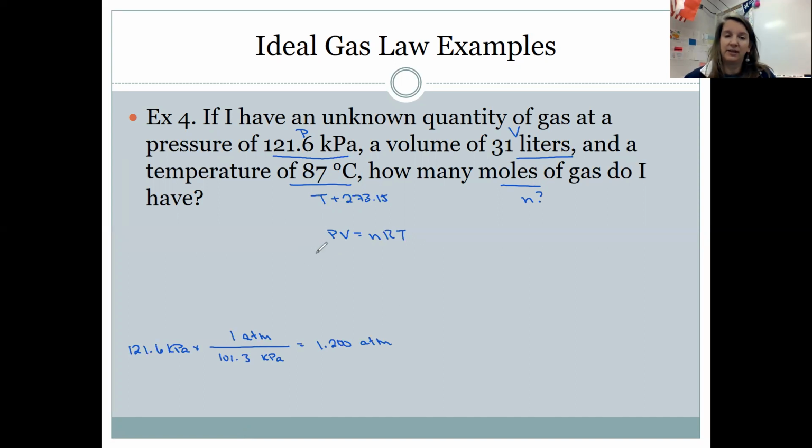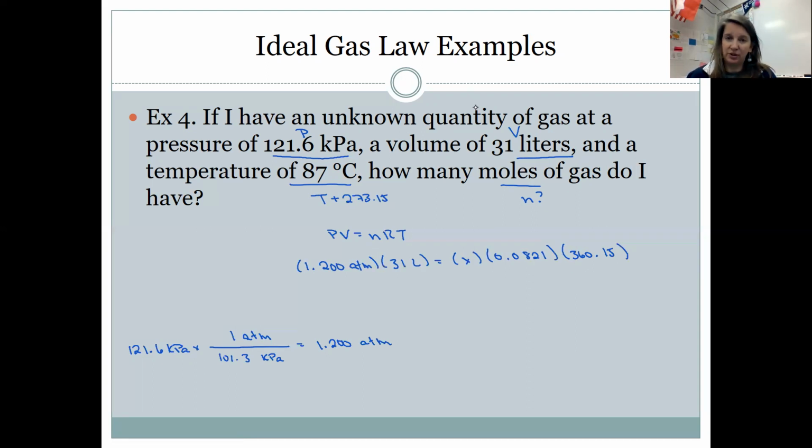And then I can go ahead and plug that into my PV equals nRT, 1.200. And then my volume is 31 liters. My moles is going to be my X. That's what I'm solving for. R is my constant, 0.0821. And then my temperature is going to be 273.15 plus 87. I get 360.15.